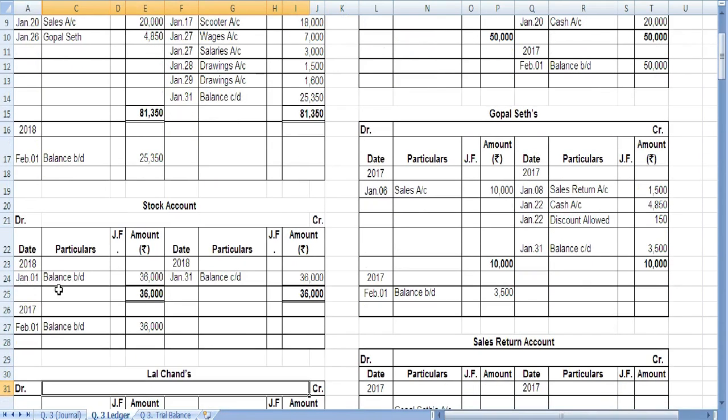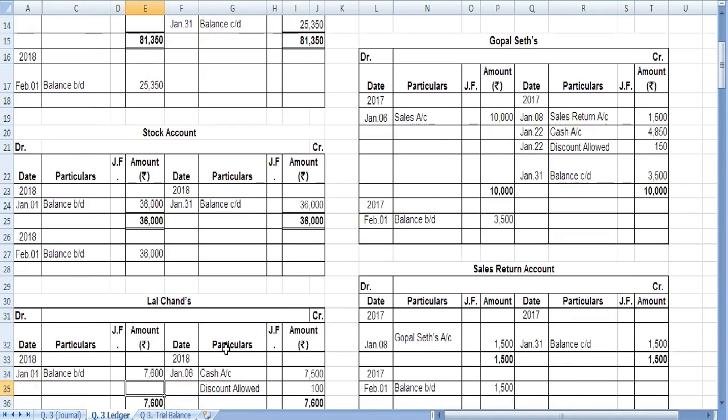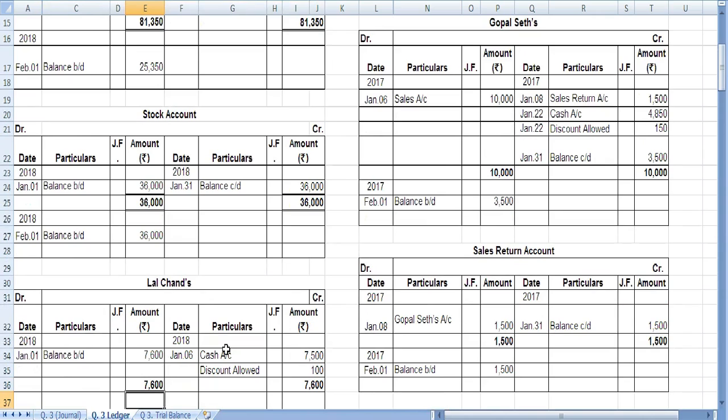Stock account, we have here the opening balance 36,000, there was nothing, so closing balance 36,000, and on 1st February 36,000. Okay, then we have ledger. I have done half posting of the ledger in your video. You have to complete all the posting of the ledger in the journal.